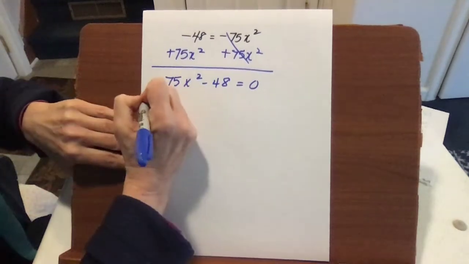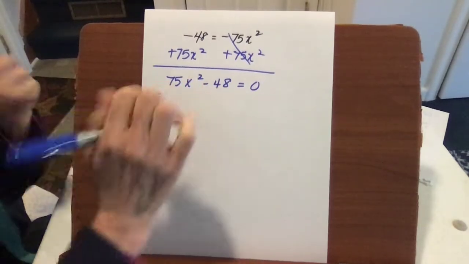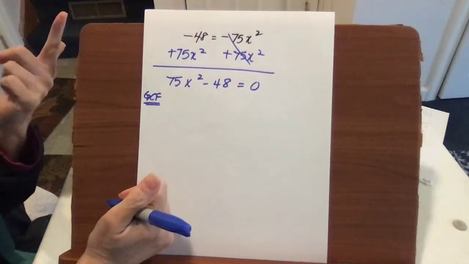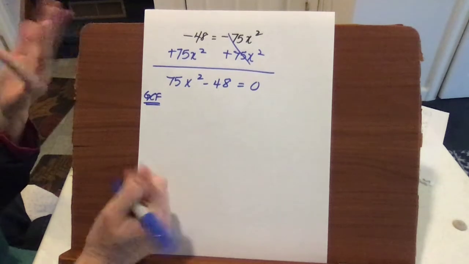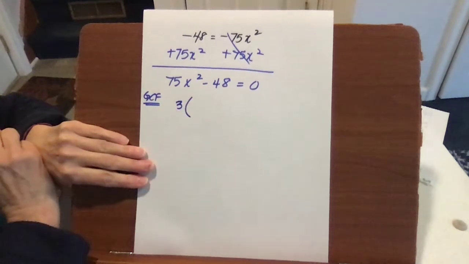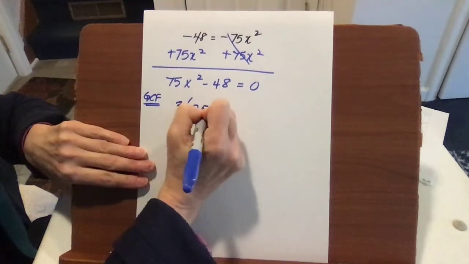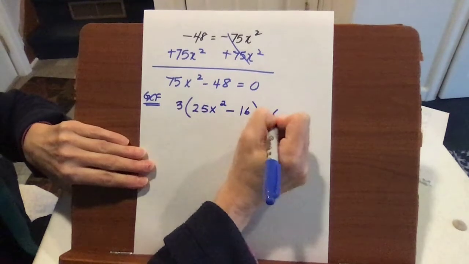Okay, so now we're going to look for GCF as always. And here, 75 and 48, 2 doesn't work, 3 does. Try going higher to 4, 6, and they don't work. So I will take out a 3 as a GCF, and I will have 25x squared minus 16 equals 0.